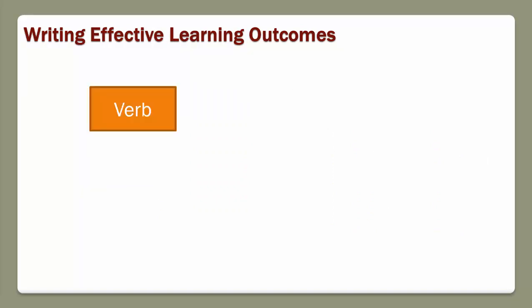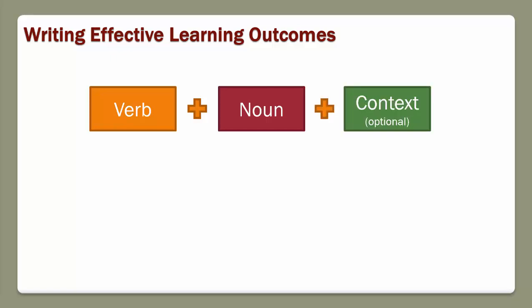So in writing effective learning outcomes, there's a bit of a formula to this. You typically start with a verb from the list that I just talked about in the last slide. Then you add to that a noun, which is the concept that you want your students to know or to understand at the end of the lesson or the unit. And in some cases, you might want to provide some context or some sort of criteria for where this learning should occur. Let's look at some of this in more detail.